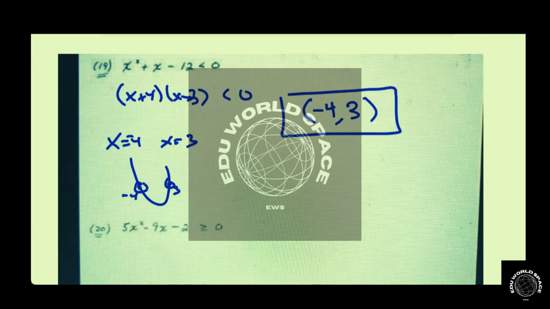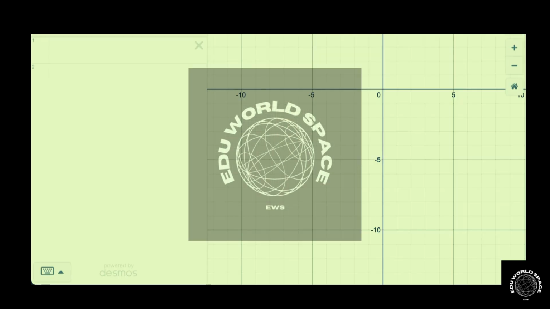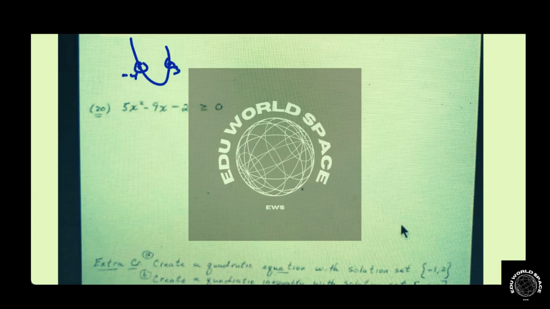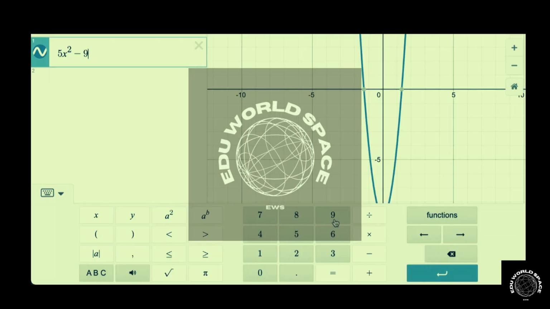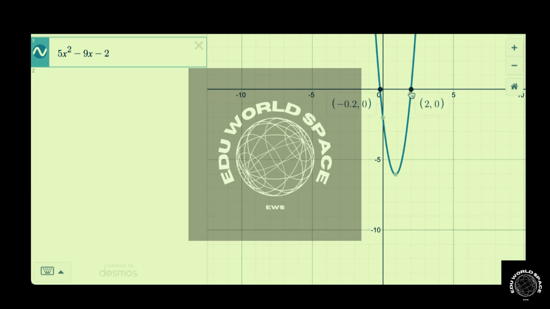The next one, 5x squared minus 9x minus 2. Again, if we start graphically, I'm not sure if you're able to graph or not. We want to know when is it greater than or equal to 0. Well, we need to know what the zeros are. It's 2 and -0.2, or -1/5.